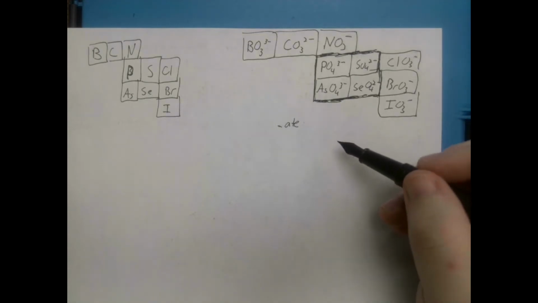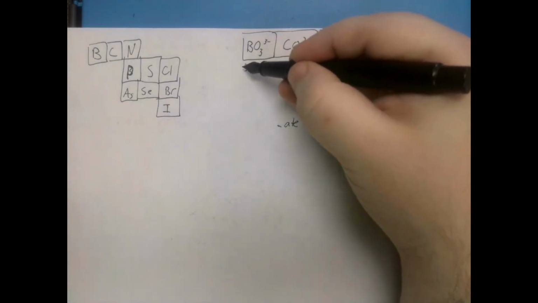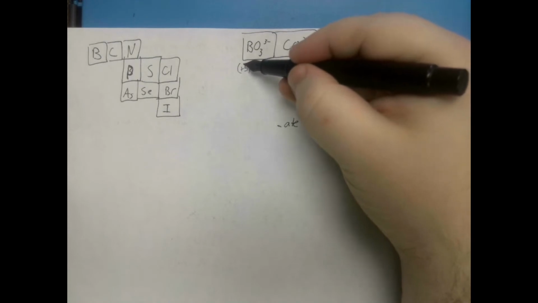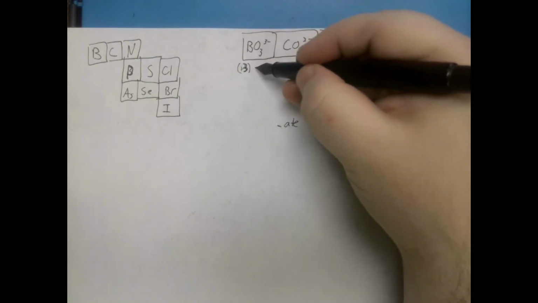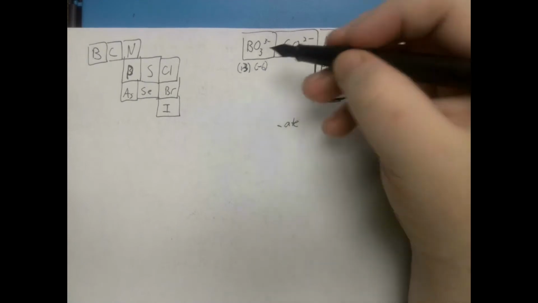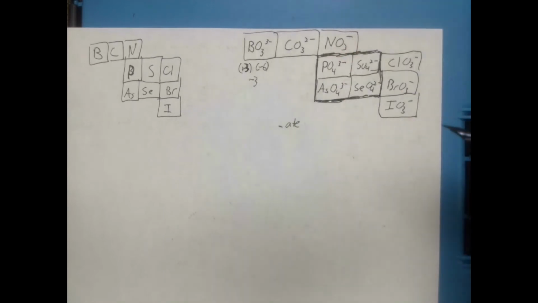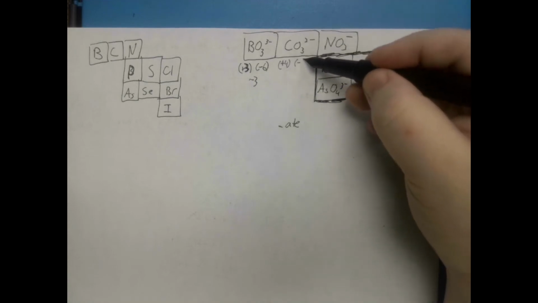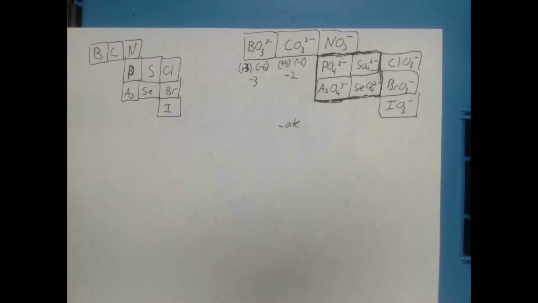And to figure out the charge, so this is in group 5, so we have a plus 5. No, that's in group 3. And then we have 3 oxygens, so that gives us a minus 6. So we get a net charge of minus 3. This is in group 4, so we have a plus 4 charge and negative 6 for the 3 oxygen. So we get a net charge of negative 2.